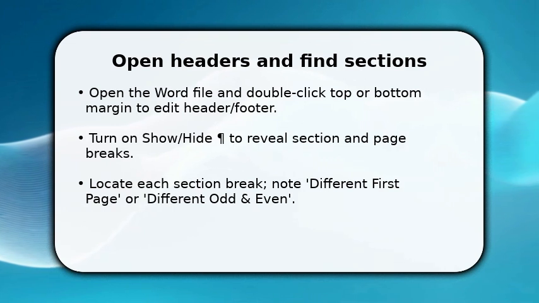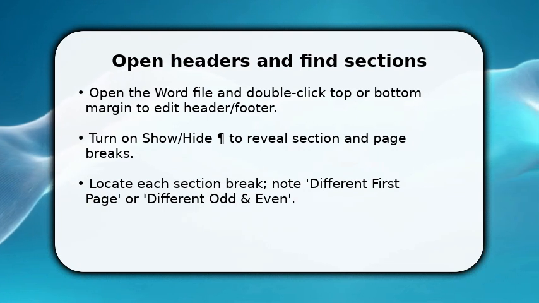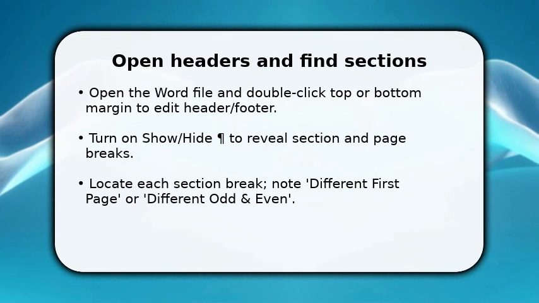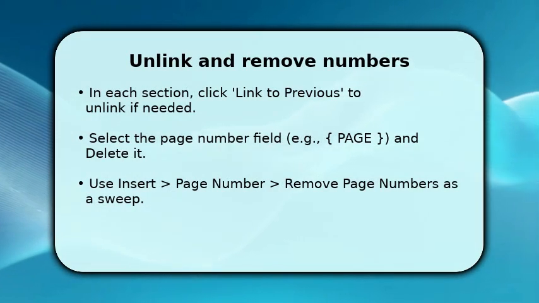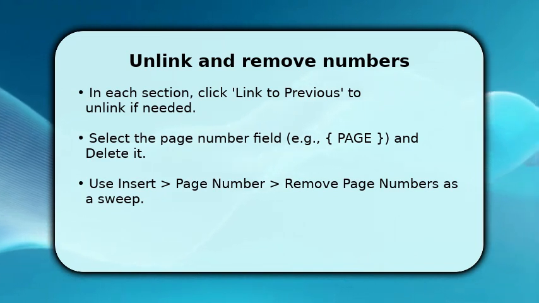Make sure to identify any different first page or different odd and even settings because those create independent headers. You need to handle each section separately. This is why numbers persist even after one removal. Sections isolate header/footer content. With a section active, click Header and Footer Tools and disable Link to Previous when necessary. This prevents edits from skipping sections.